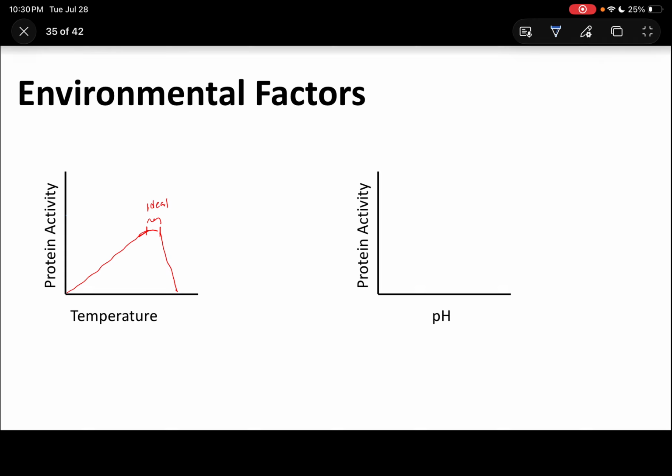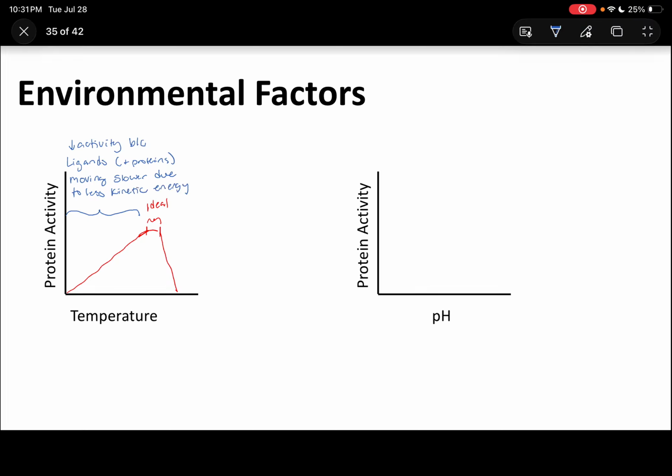What we find at these cooler temperatures is that the reason we're getting a decrease in protein activity is due to the ligands moving slower. Sometimes the proteins themselves are moving. Some of them are stationary, some of them move. But the proteins and the ligands are moving slower due to less kinetic energy.